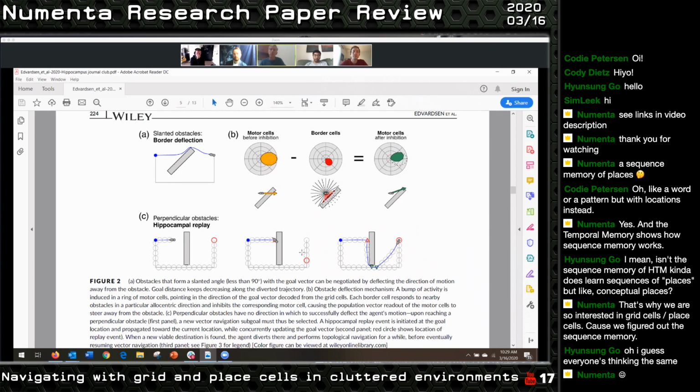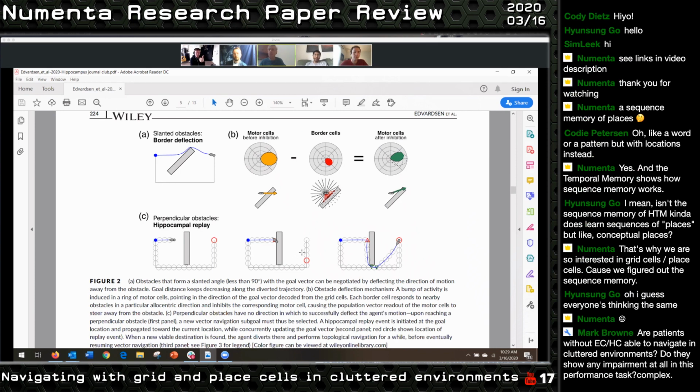I hope everyone can see my cursor. Can everyone see my cursor moving? Does it work? Yes, we can.